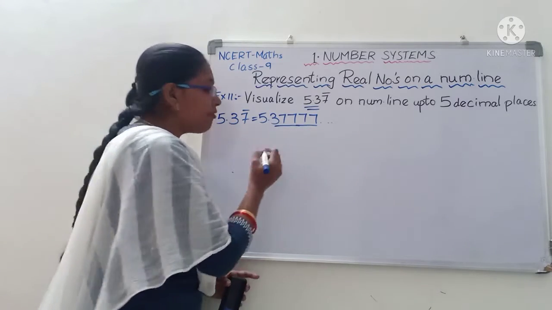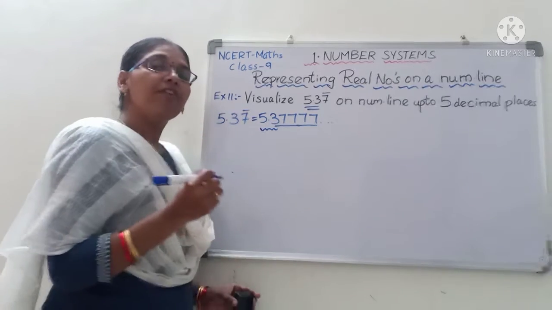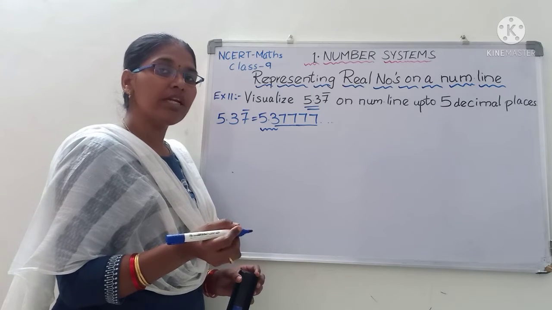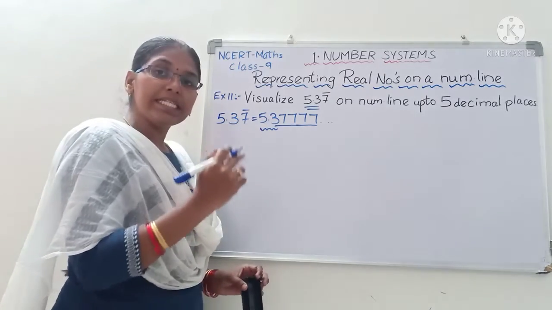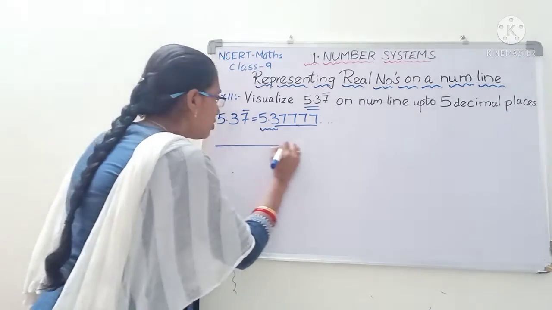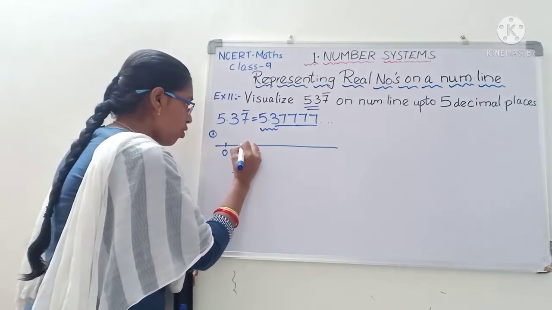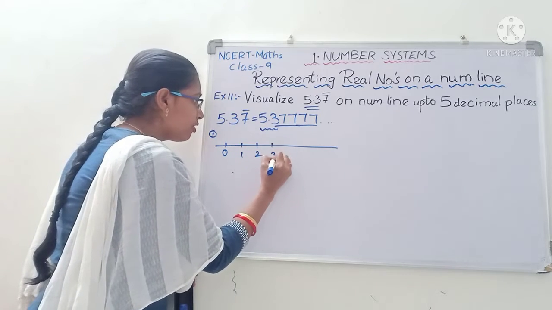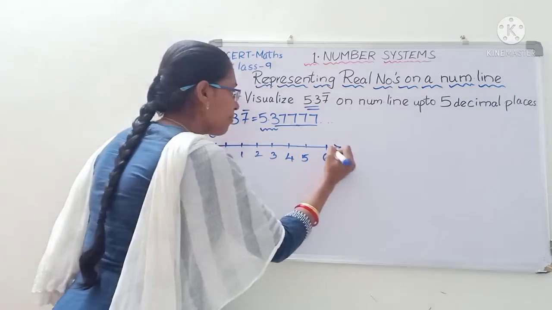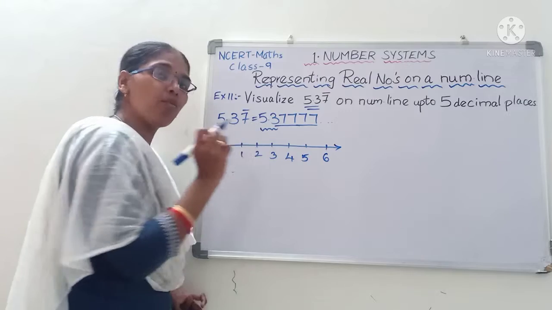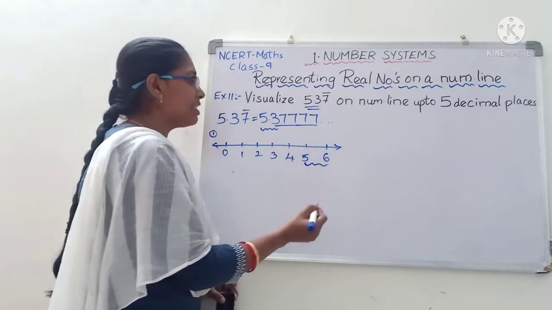5.37 bar. Children, first assume till 1 decimal place. That is 5.3. Where will 5.3 be on the number line, children? 5.3 is more than 5 and it is less than 6. So, step 1, this is a number line and you have 0, 1, 2, 3, 4, 5, 6. So 5.3, let us consider 1 decimal place first. 5.3 will be somewhere in between 5 and 6, somewhere here.